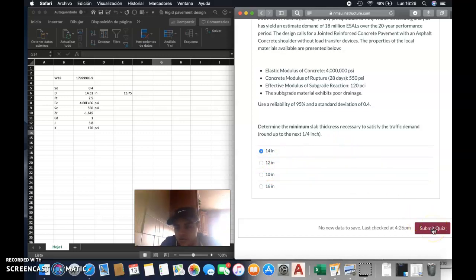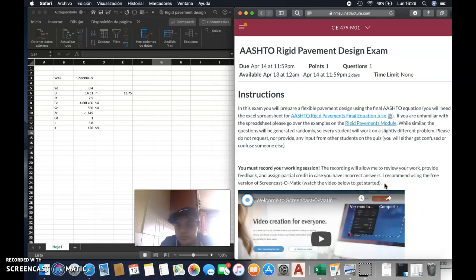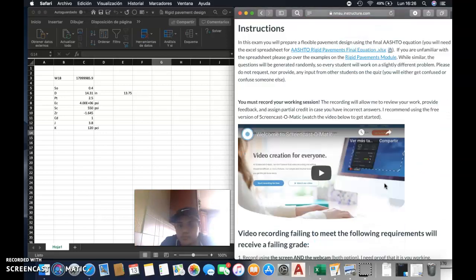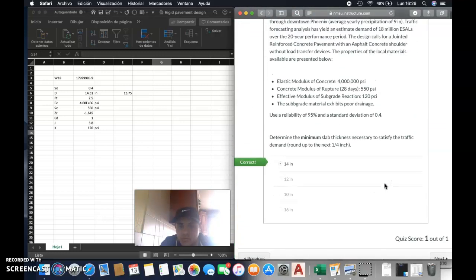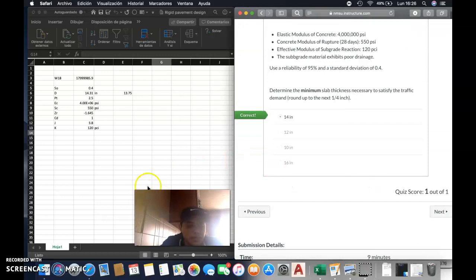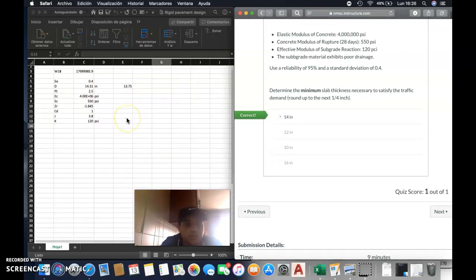So let's submit the quiz and see if it's the correct answer. Okay, yes, this is the correct answer. So my value is not exact because maybe of the values here that I chose, maybe for the city, I don't know, or for the year.